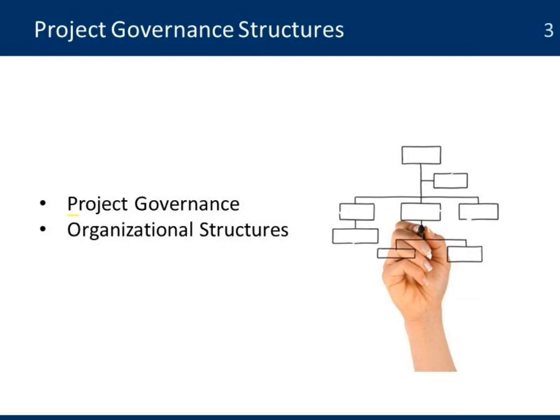The first one is project governance, and how decisions are made in the project, and the different types of organizational structures, and each one will have different levels of understanding for the project manager in terms of advantages and disadvantages and their levels of control and authority.